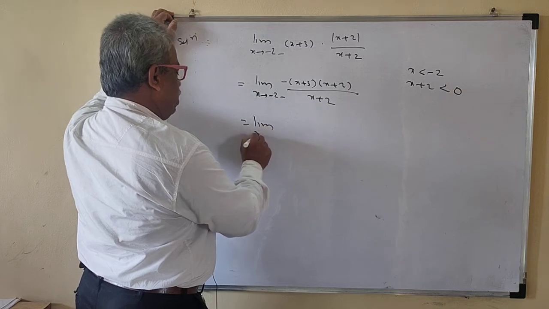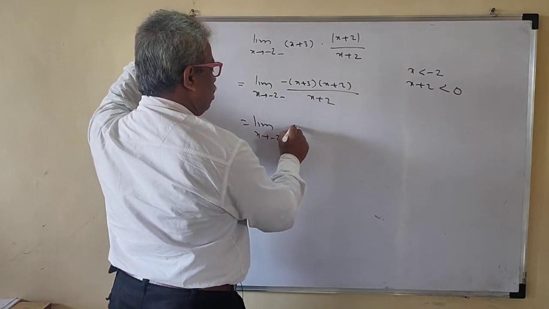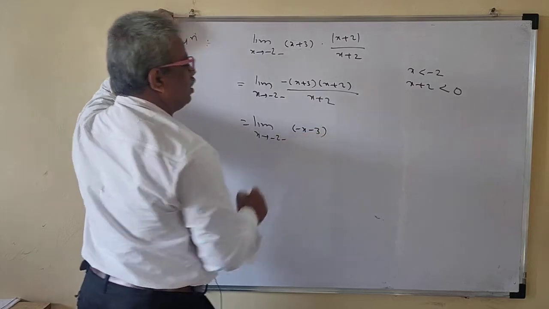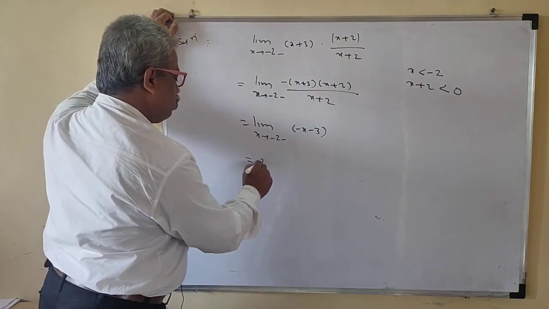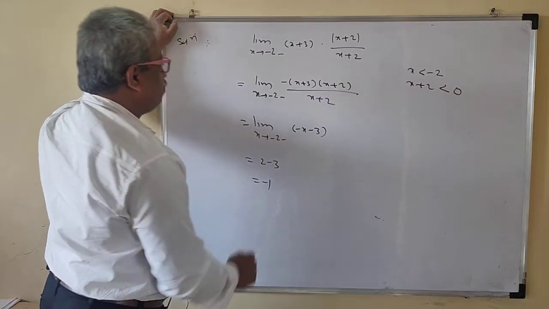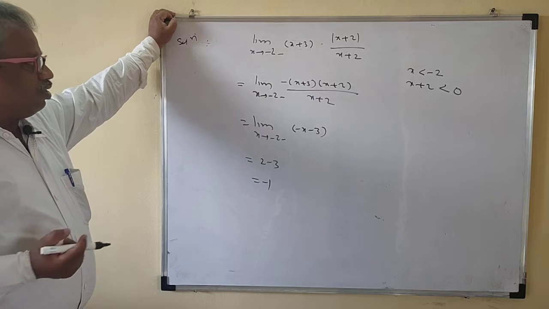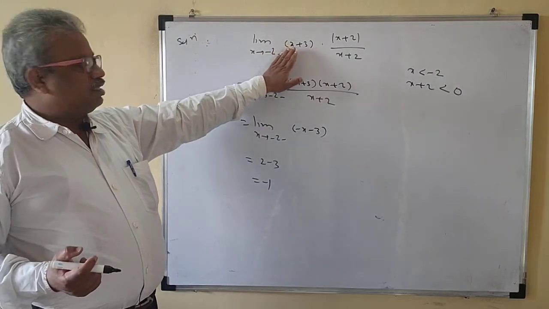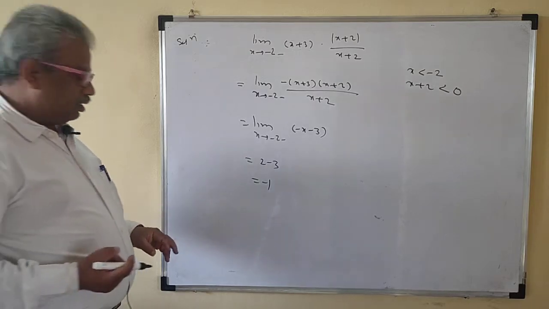So this is the limit as x tends to minus 2 minus of minus (x plus 3). Your x plus 2 gets cancelled. So this is minus 2 minus 3, so this is minus 1. Again here, your left hand limit was minus 1 and right hand limit was 1. So if the question is asked like this, limit x tends to minus 2, evaluate this one, then again this does not exist.